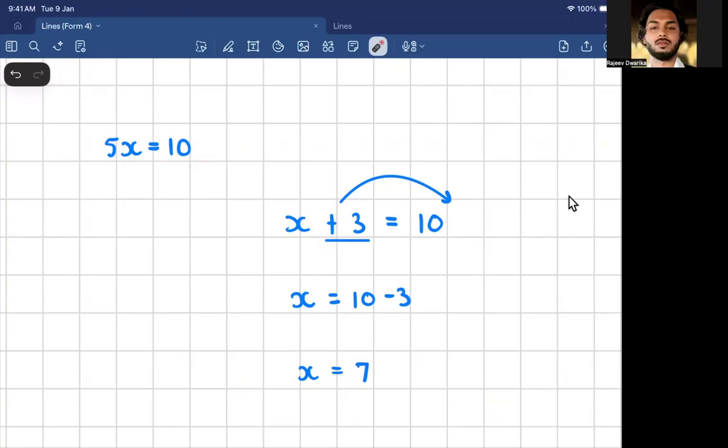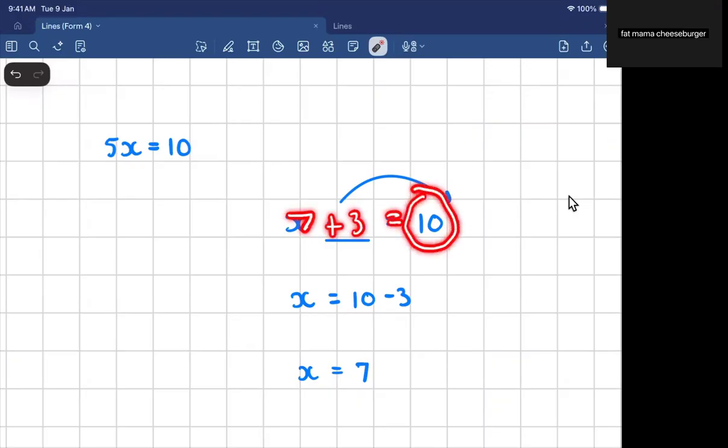Wait, and fun fact, if I replace x with 7 and I add it to 3, what am I going to get? You'll get 10. All right?